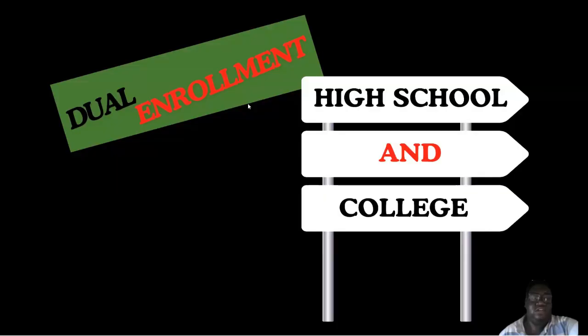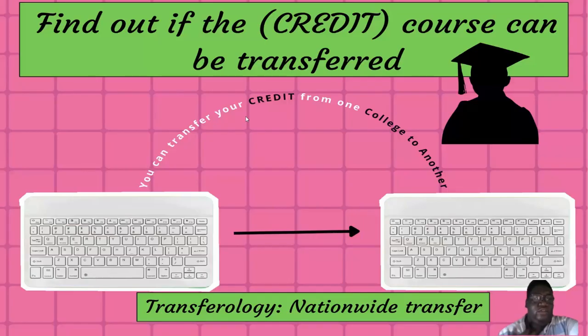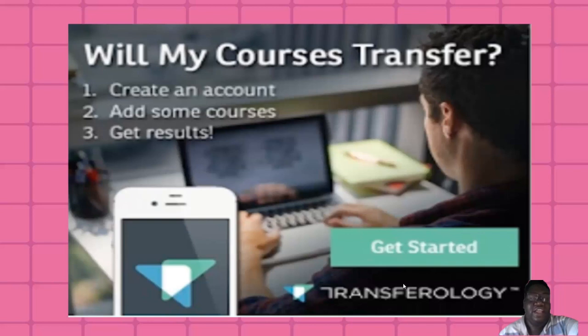Students that want experience at college while still being in high school, there is a way, and this way is dual enrollment. In dual enrollment, you can acquire credits from an institution in high school and transfer them when the time is right in your college application. However, you must find out the credits that can be transferred to the college of your choice. You can use the app Transferology to get the answer to these questions.